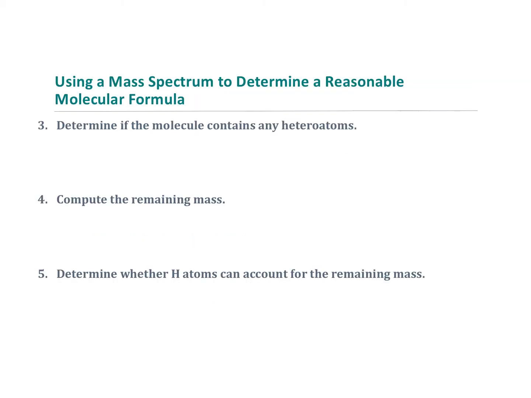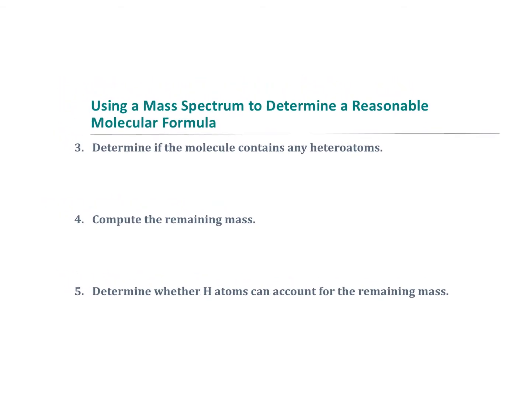Then we can determine if the molecule contains any heteroatoms. Now, heteroatoms are just things other than carbon or hydrogen. And so a couple things you need to think about, right? You need to think about that nitrogen rule that we talked about. When we talk about the nitrogen rule, does that suggest the presence of any nitrogen atoms? Then, if there's an M+2 peak, is that going to be bromine or chlorine? Those are the only two that we're going to see as far as our spectra are concerned.